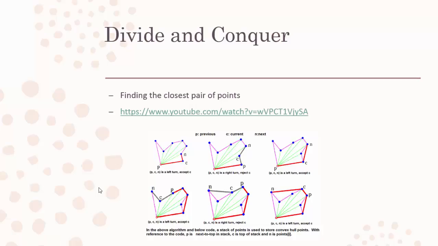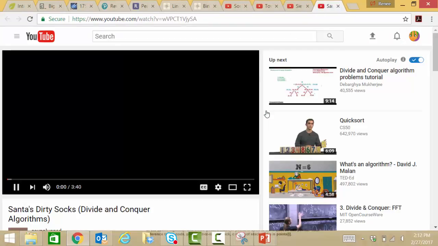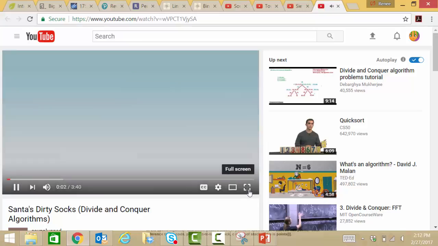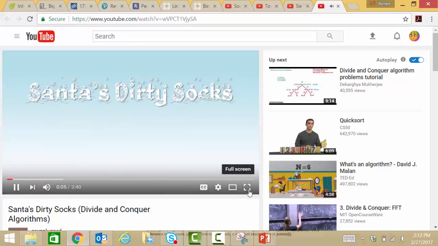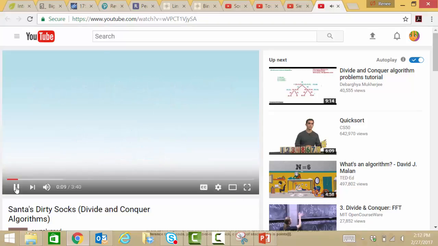Another algorithm that's presented to us is the divide and conquer. So when we're working with divide and conquer, we are working with finding the closest pair of points. So we may have many pairs of points. In this example, they're convex hull points, and we want to find which one is the closest pair of points. And this algorithm uses Santa's dirty socks, and we have to hear the sound or it just won't make any sense. So I'm going to let you listen to this one on your own. Please do.